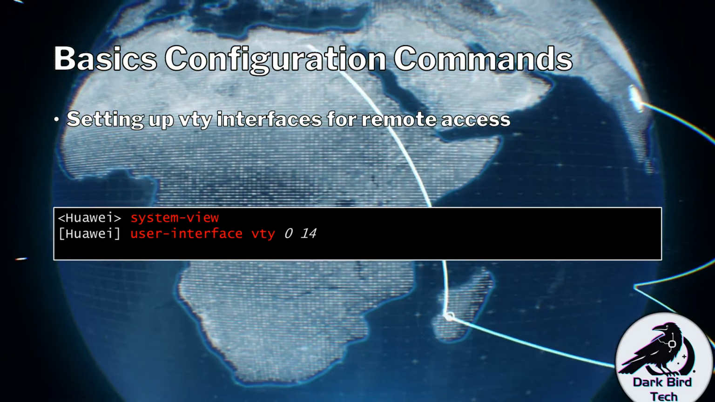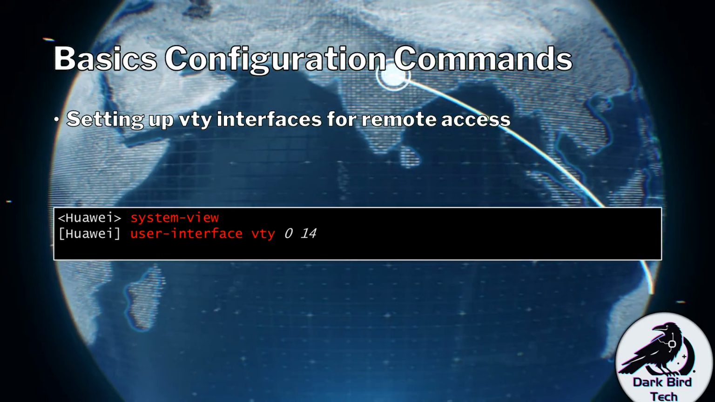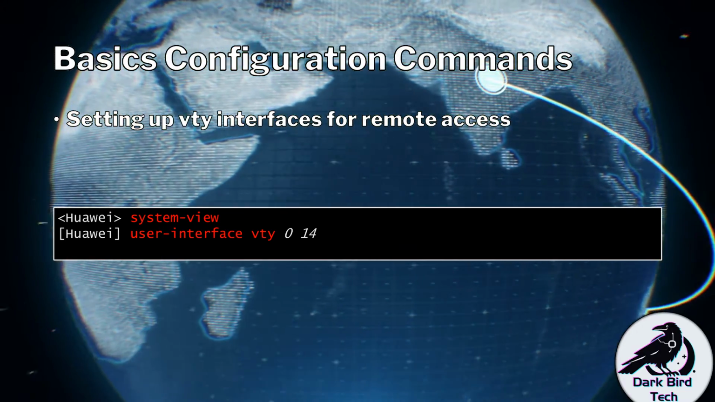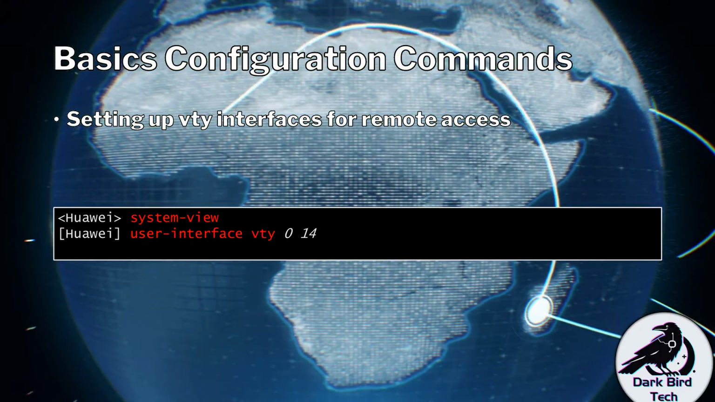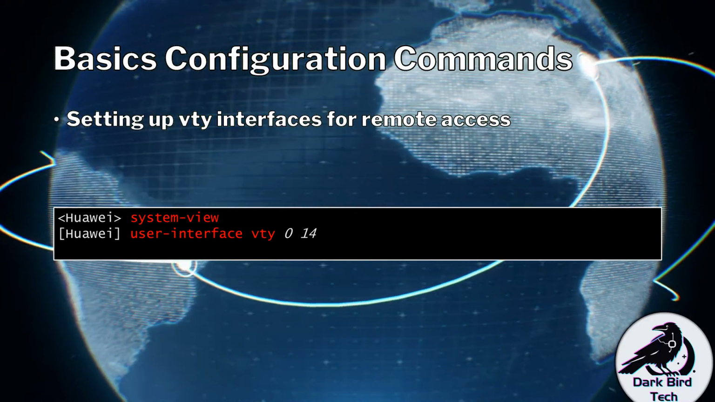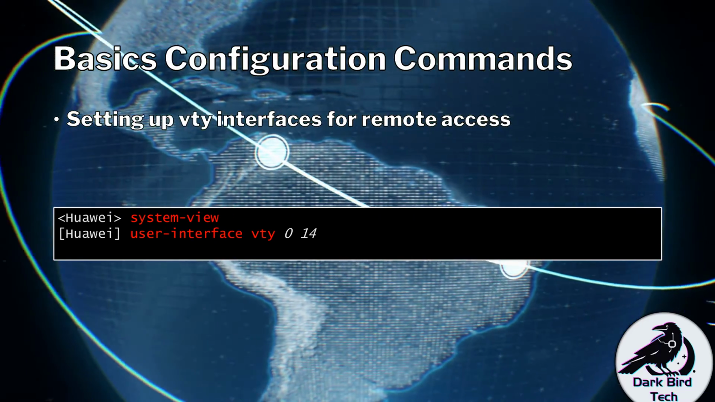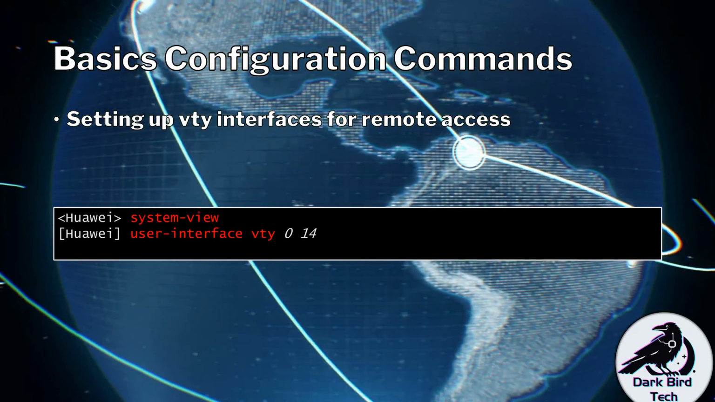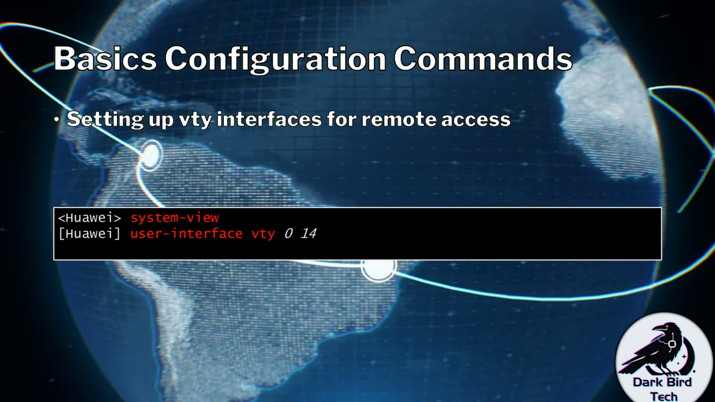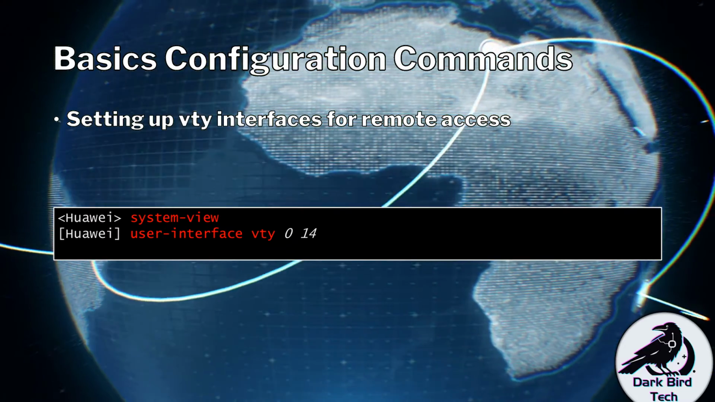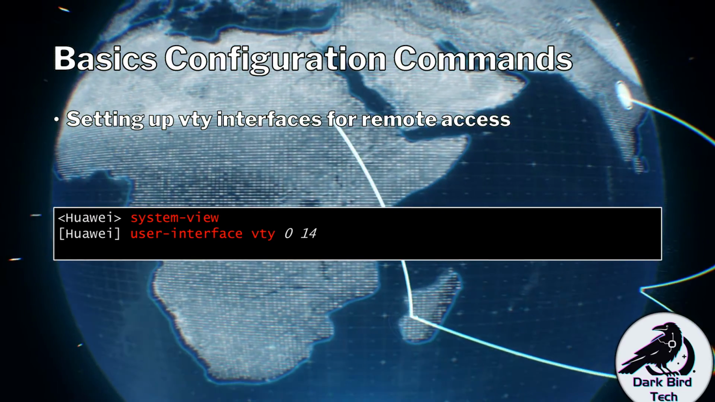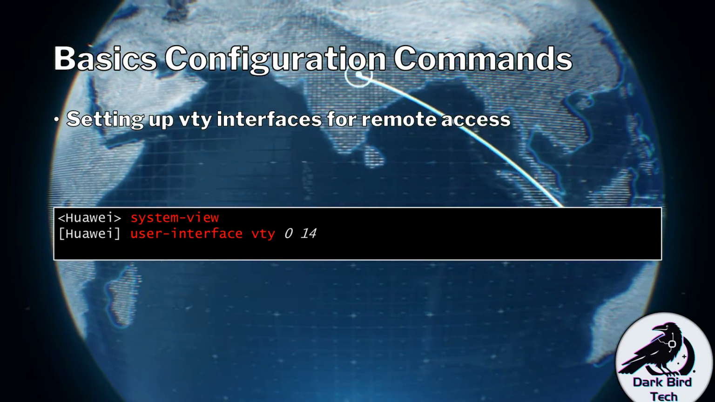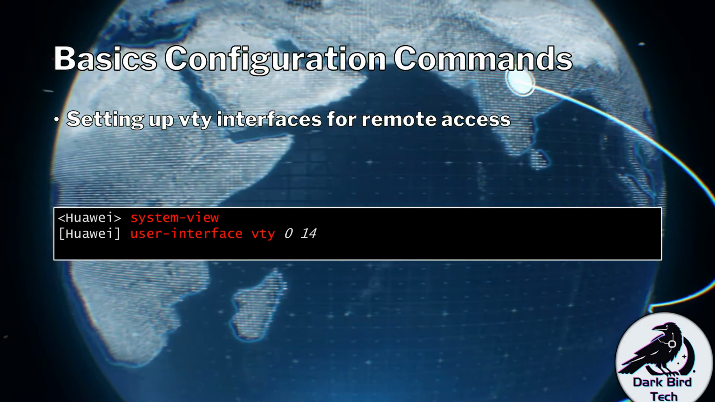And the numbering thing, you need to do at least number 0. But if you do the second number, what you're doing is you're setting up a range of them. You can go between 0 and 14, which is the maximum you can have, and that would allow up to 15 people to simultaneously access the device remotely. If I type 0 space 3, that would only allow 4 people, line 0, line 1, line 2, and line 3, to remotely access it. I know it's a bit weird, but computers and devices like network appliances start counting from 0.